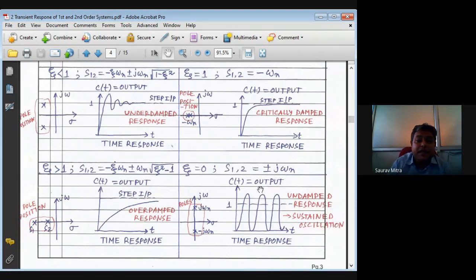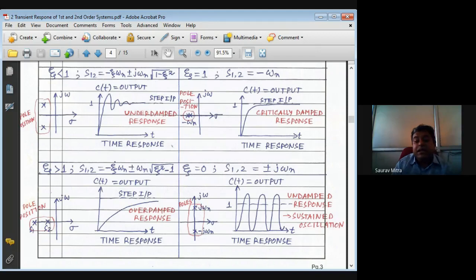So if zeta is equal to 0, we find the response is oscillatory. If zeta is between 0 and 1, it is underdamped, a damped oscillation. Here the oscillation is not sustained; the oscillation decreases and the response comes to stability. Then zeta is equal to 1. In that case, the output is almost the same as the unit step input. It is called critically damped. And zeta greater than 1: here the system response is very slow. This is called the overdamped response.